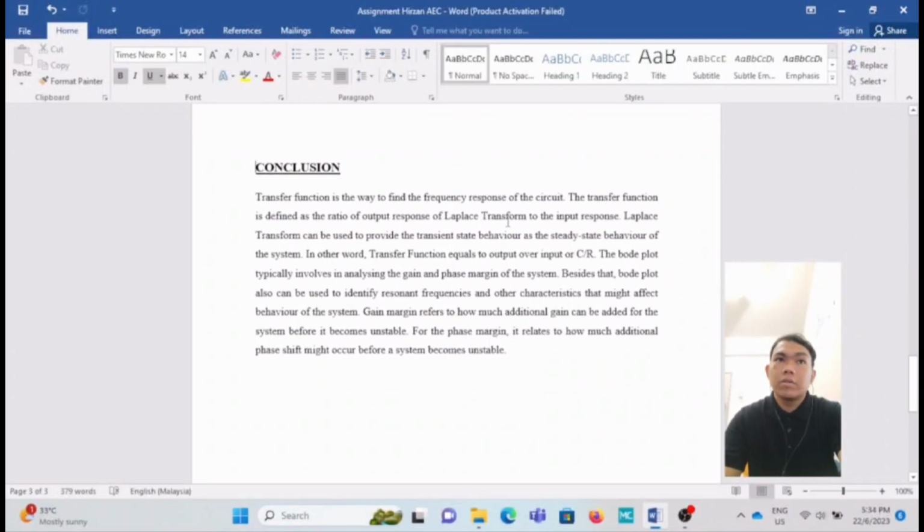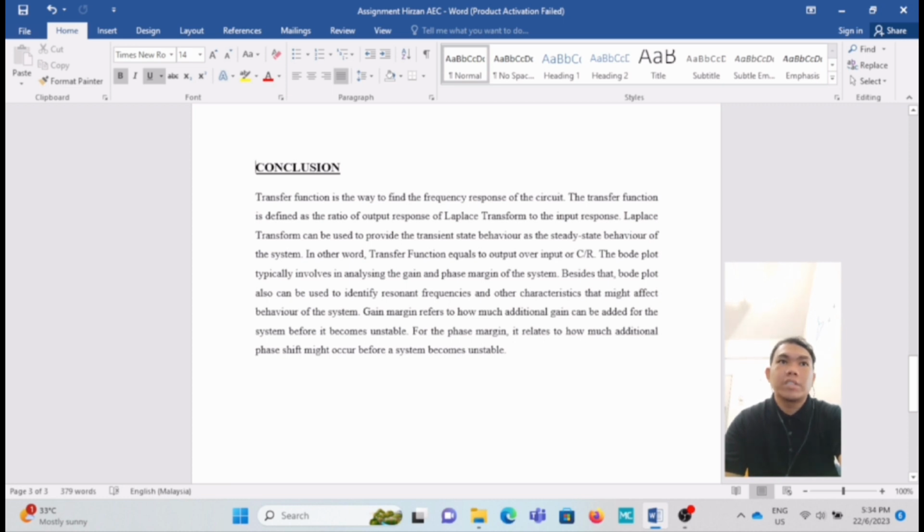Okay, for the conclusion, what we can say is the transfer function is the way to find the frequency response of the circuit. The transfer function is defined as the ratio of the output response to the input response in the Laplace transform. The Laplace transform can be used to provide the transient state behavior as well as the steady state behavior of the system. In other words, the transfer function equals output over input, or C over R.